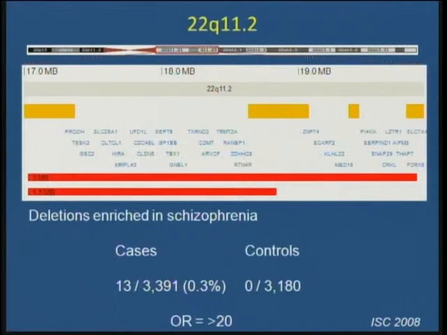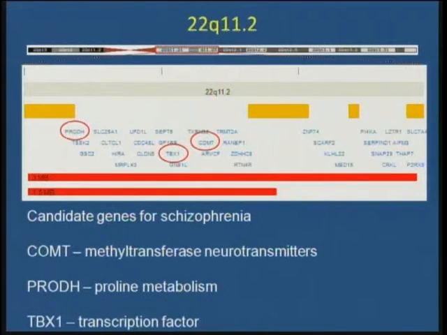Using that large case control study from the International Schizophrenia Consortium, they were able to show that there's a huge enrichment of this deletion in cases, and in fact none in controls. They found the frequency at about 0.3% with a huge odds ratio. The deletion takes out about 25 to 30 genes. Some of the candidate genes that might be associated with schizophrenia include COMT, a methyltransferase involved in regulating neurotransmitters, PRODH, involved in proline metabolism, and TBX1, a transcription factor.